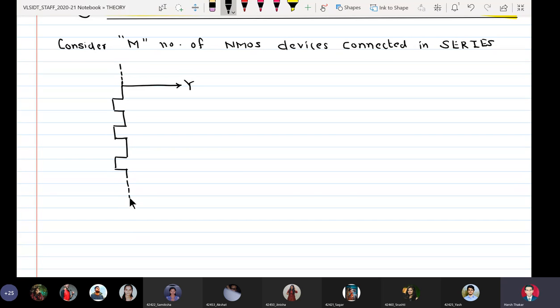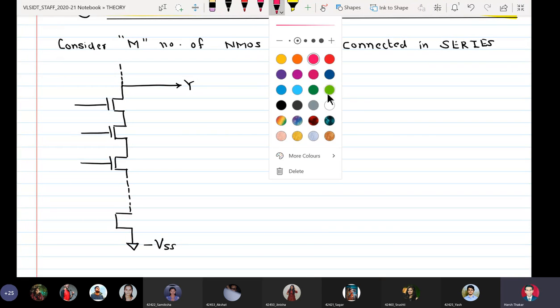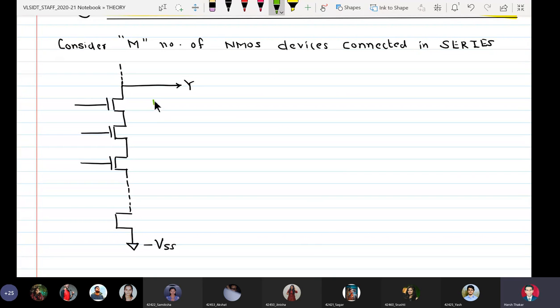And then we have the last NMOS device here. So we have VSS, and we have all NMOS devices connected in series. Let us also give them names as usual. So this is N1, N2, N3, and here we have the last device NM.